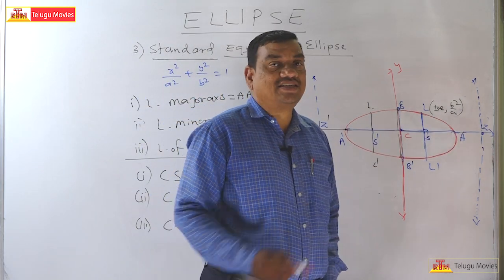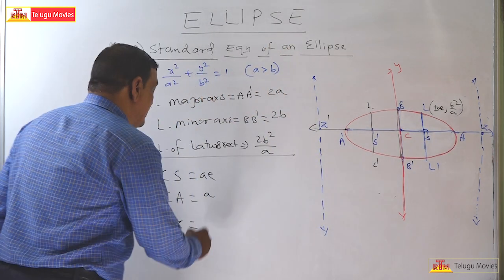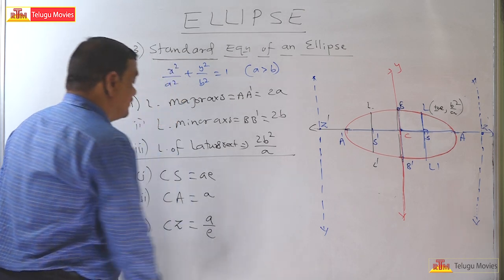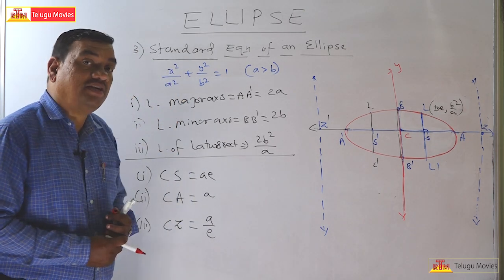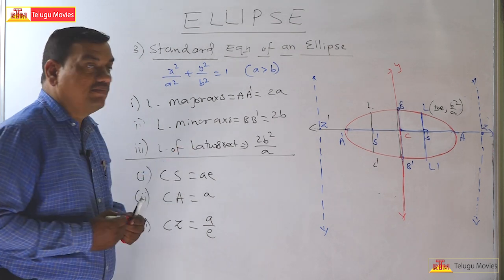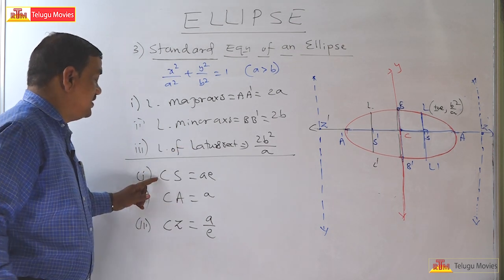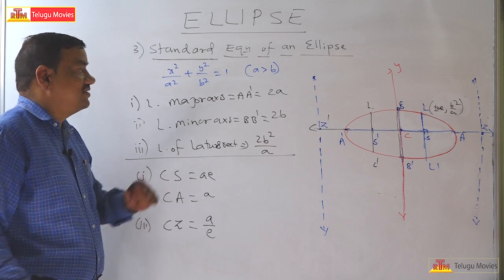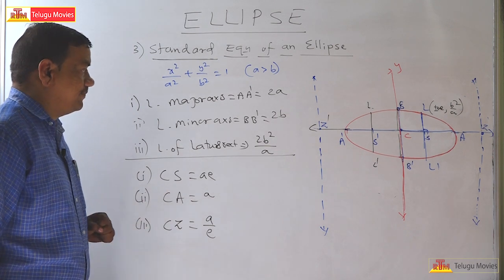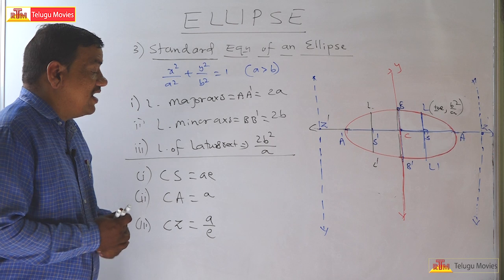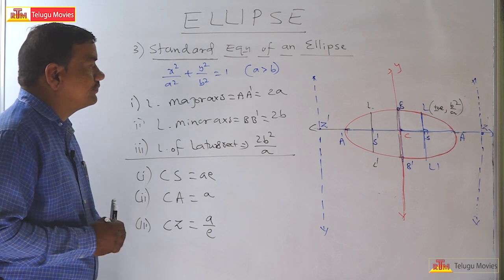Next one is center to the directrix, CZ. CZ is nothing but A by E. So CS, CA, CZ. CZ is nothing but A by E. So those are the lengths that we have.